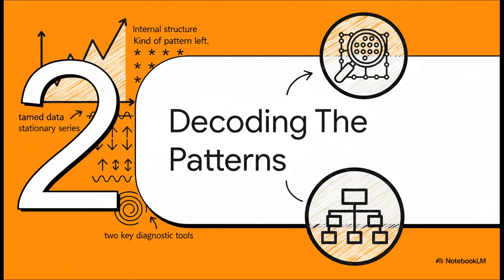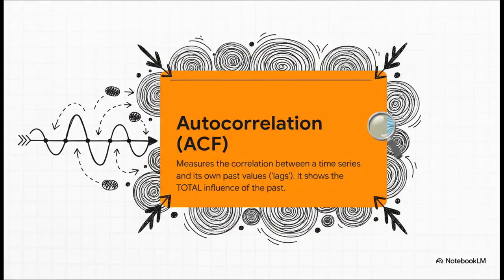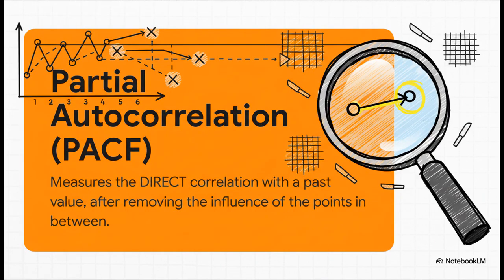What kind of pattern is actually left in there? For that, we've got two key diagnostic tools. Our first tool is the autocorrelation function, or ACF for short. This is basically the same plot we were just looking at to check for that long memory. It measures the total correlation between a point and its past versions, which we call lags. It captures everything, both the direct and the indirect relationships. It's the whole story. The second tool is the partial autocorrelation function, or PACF.